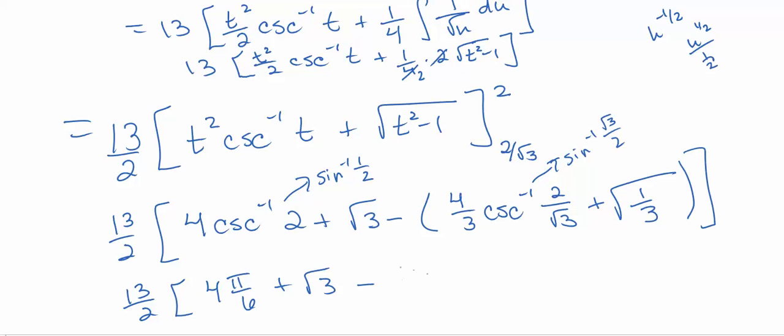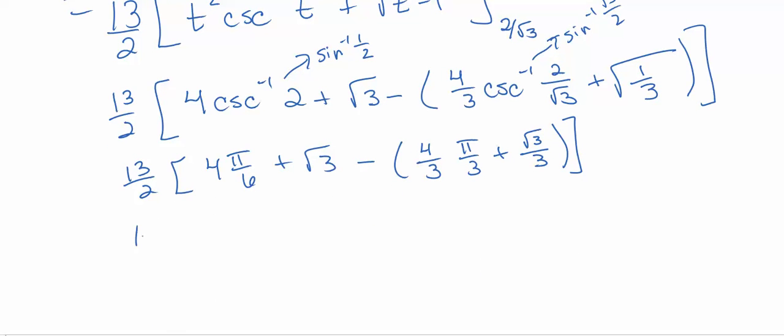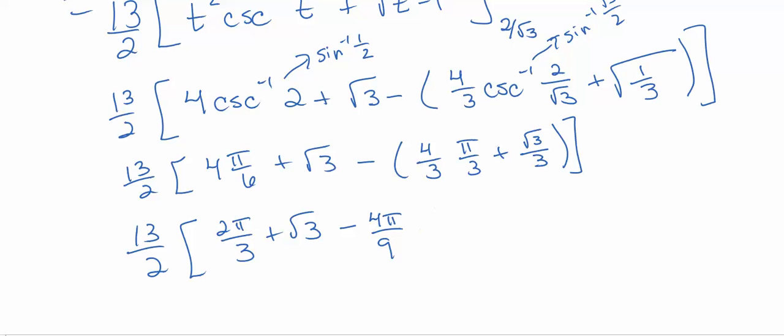okay, the inverse sine of square root of 3 over 2 is pi over 3, which means the inverse cosecant of 2 over square root of 3 is also pi over 3, plus, now the square root of 1 over 3, you can think of that as 1 divided by the square root of 3, or you can think of that as the square root of 3 over 3 if you just rationalize it. Okay, we're getting close to the end here. So this is 13 over 2. This is 2 pi over 3 plus the square root of 3 minus 4 pi over 9 minus the square root of 3 over 3.